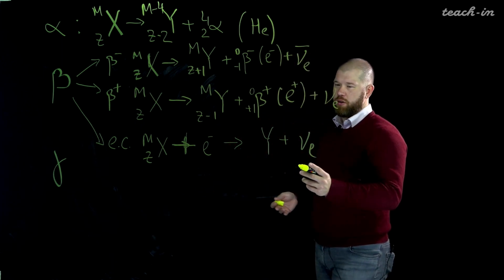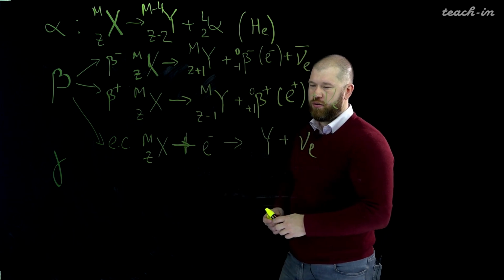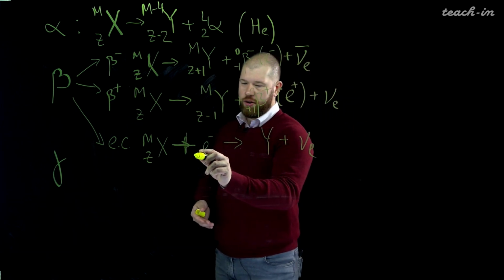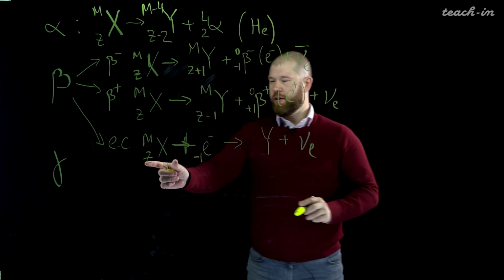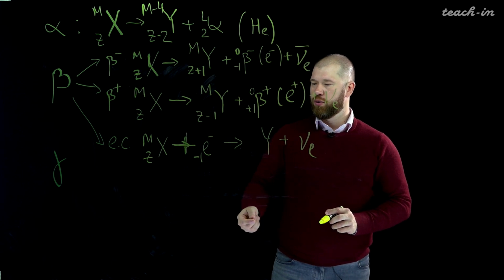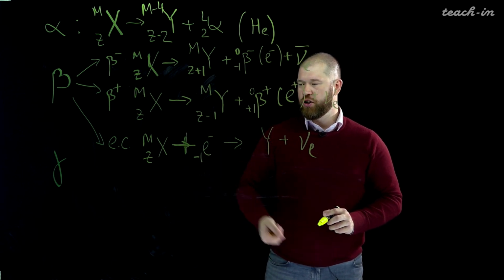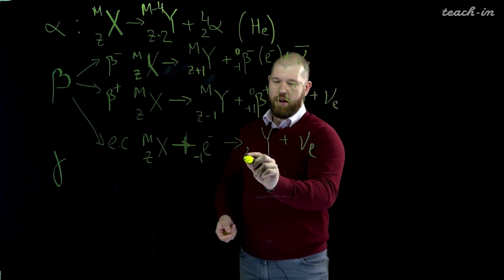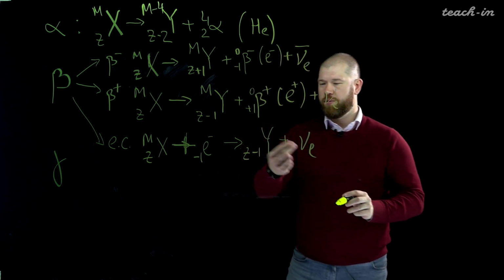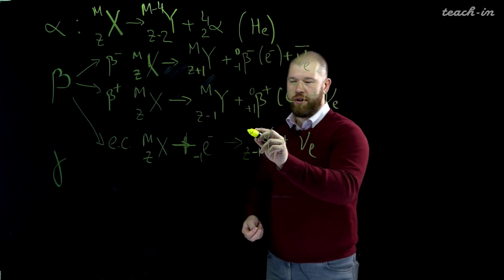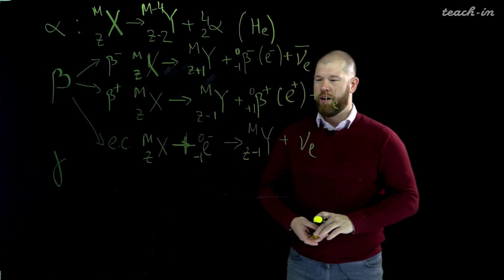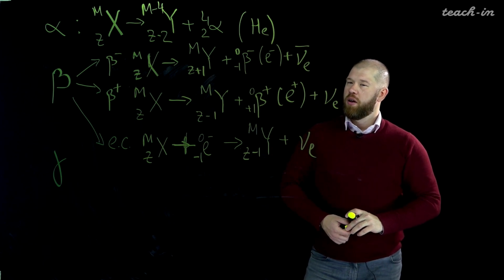And how we should calculate the charge of this daughter nuclide? So again, we have to sum the charges of the parental nuclide, radionuclide, and the charge of the electron, and it will give us the charge of the daughter radionuclide. And the mass is the same, as far as the mass of electron is very small.